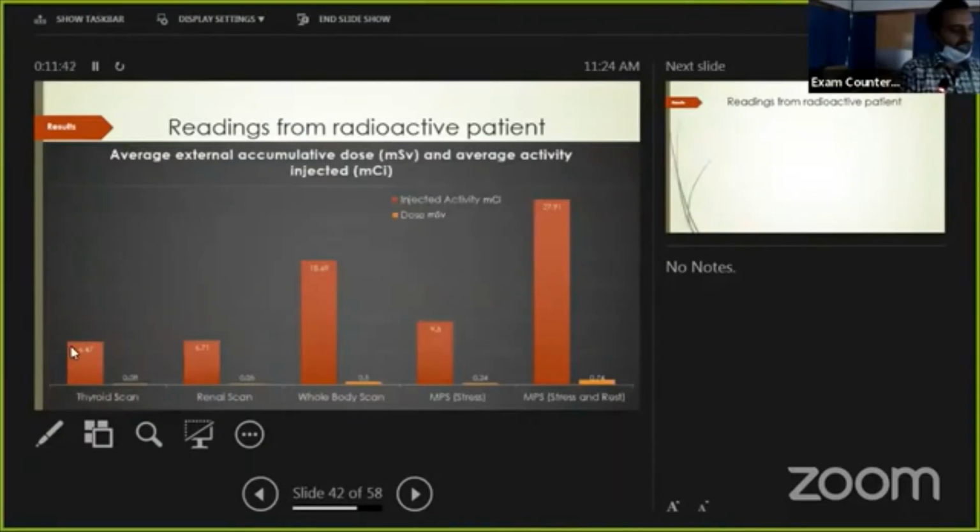So these are the findings for the readings. As you can see here, the larger the activity, the larger the dose at the patient surface. The highest number is 0.74 mSv, and the activity injected was 27.91. This is for the MPS test. This test is done in 2 phases.